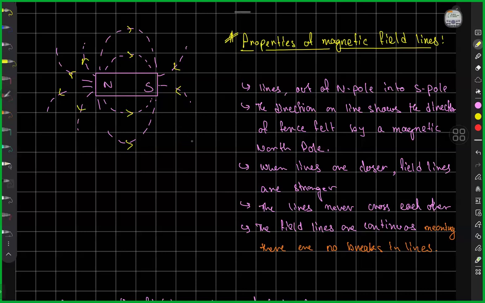If I have N S, another bar magnet over here, what happens? Field lines will be inward, towards the South Pole.